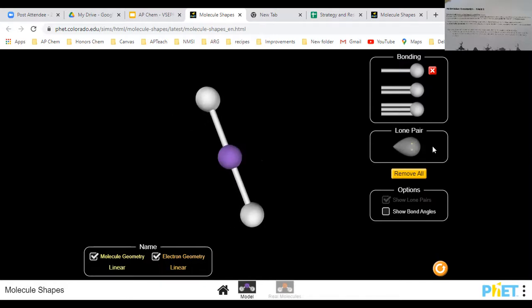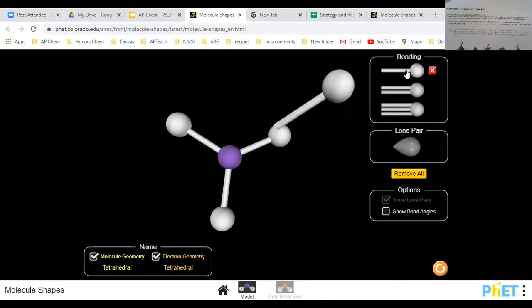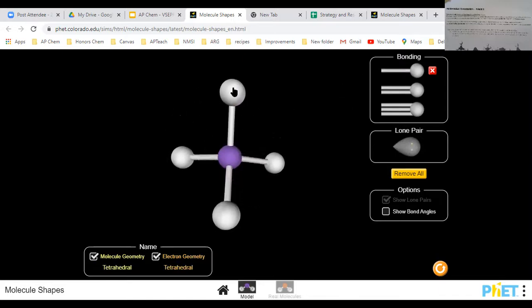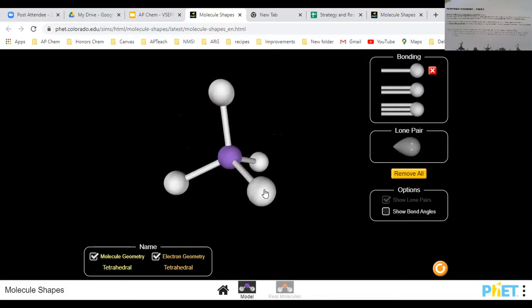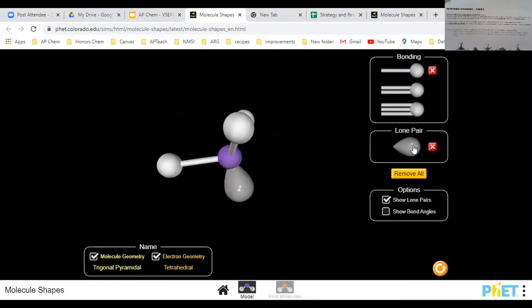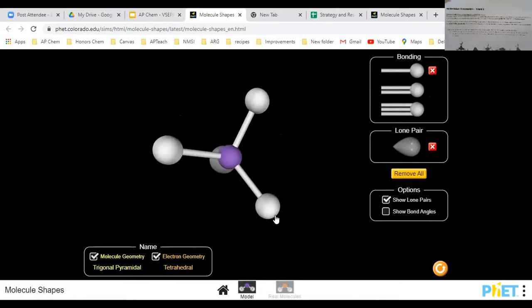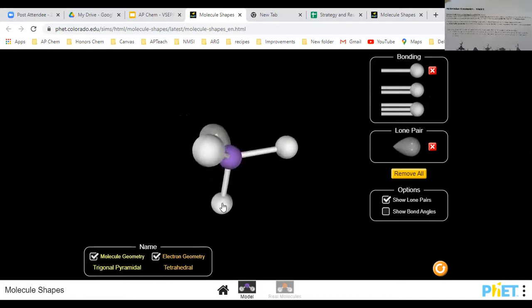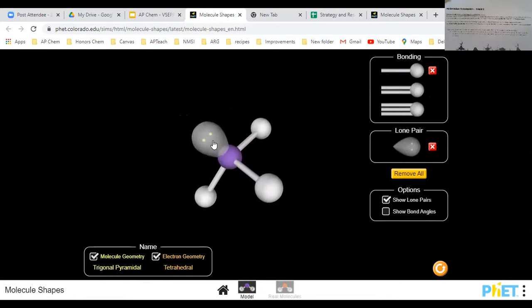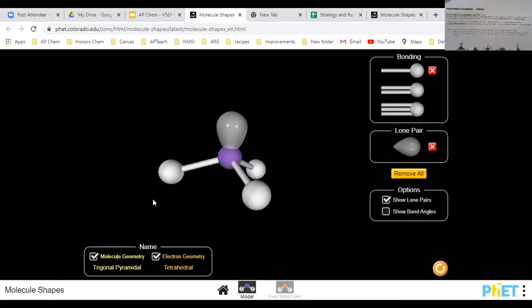Okay, let's just show. We know when we have 4, that's our tripod. That's tetrahedral. But what if we bring in a lone pair? Look, now it's kind of a squished tripod, and these are going to be closer, not 109.5 bond angle. So it's trigonal pyramidal.